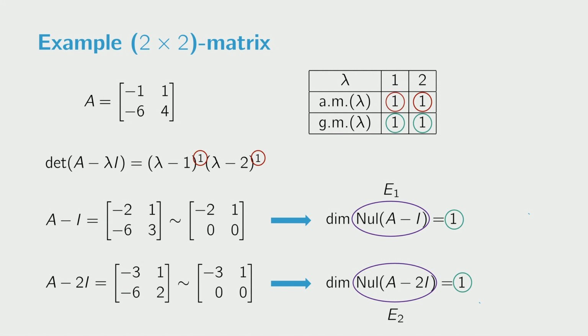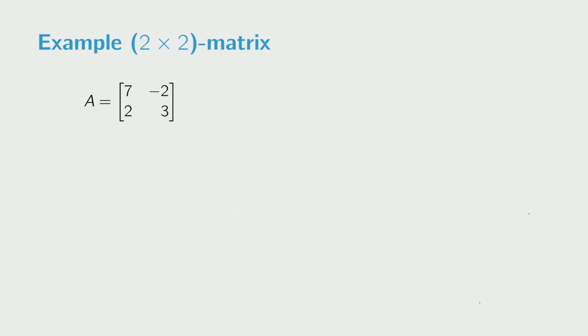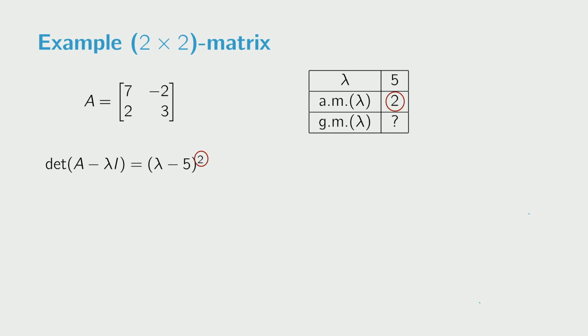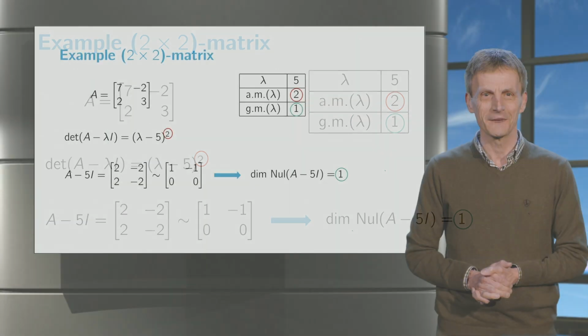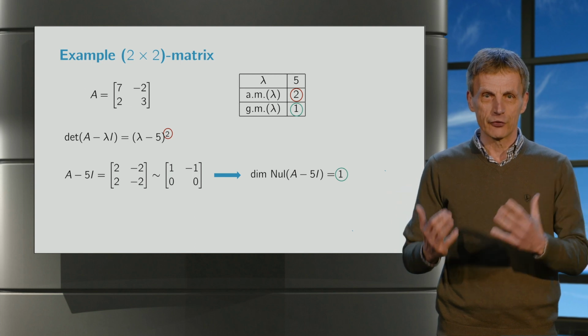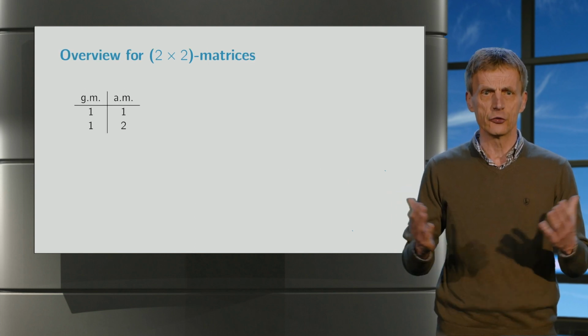To compare, let's do the same computations for the matrix shown here. Its characteristic polynomial is equal to lambda minus 5 squared, so A has one eigenvalue 5 with algebraic multiplicity equal to 2. The matrix A minus 5 times I has rank 1, so the null space of this matrix has dimension 1, hence the geometric multiplicity of the eigenvalue is equal to 1. In the two examples, we have come across the multiplicity combinations shown here.